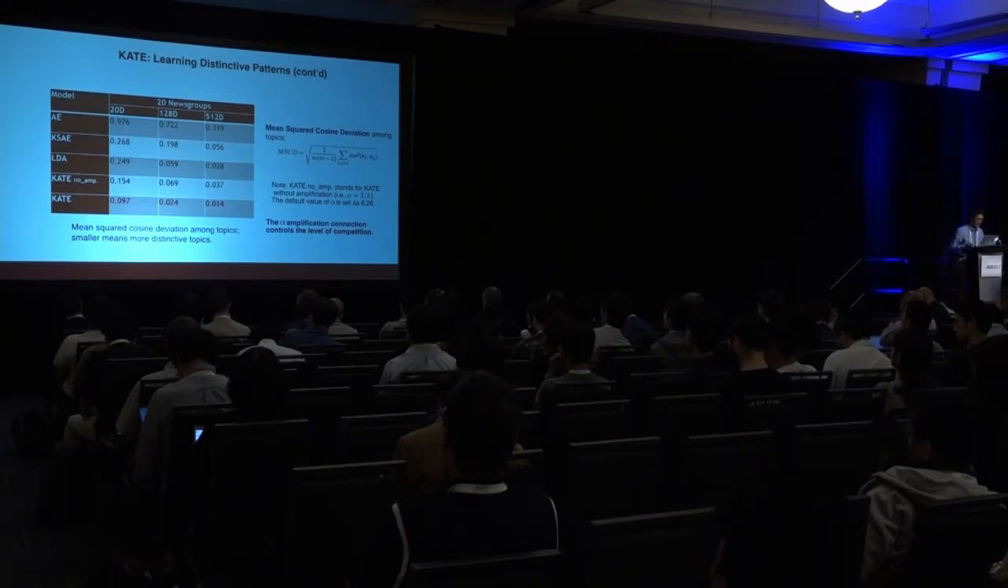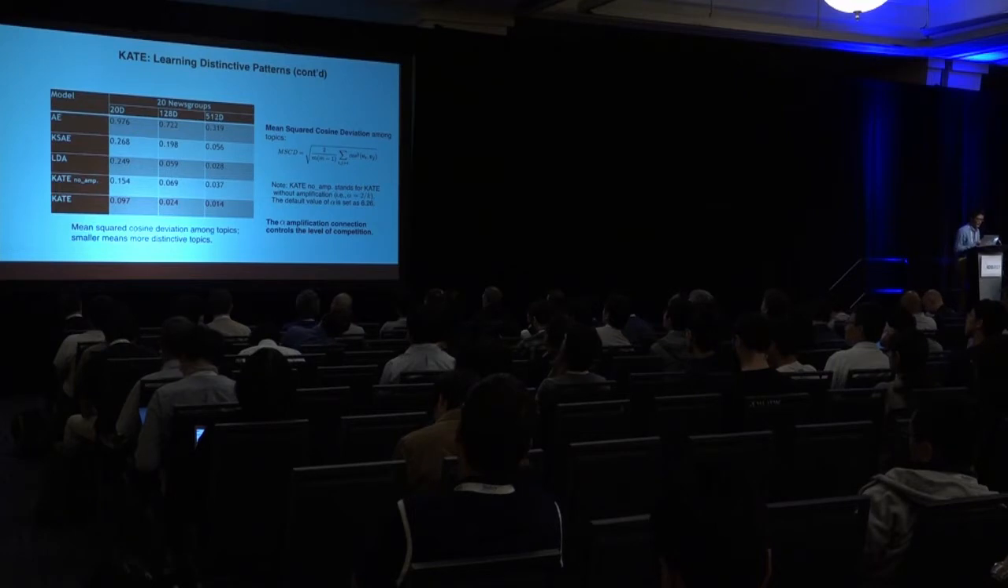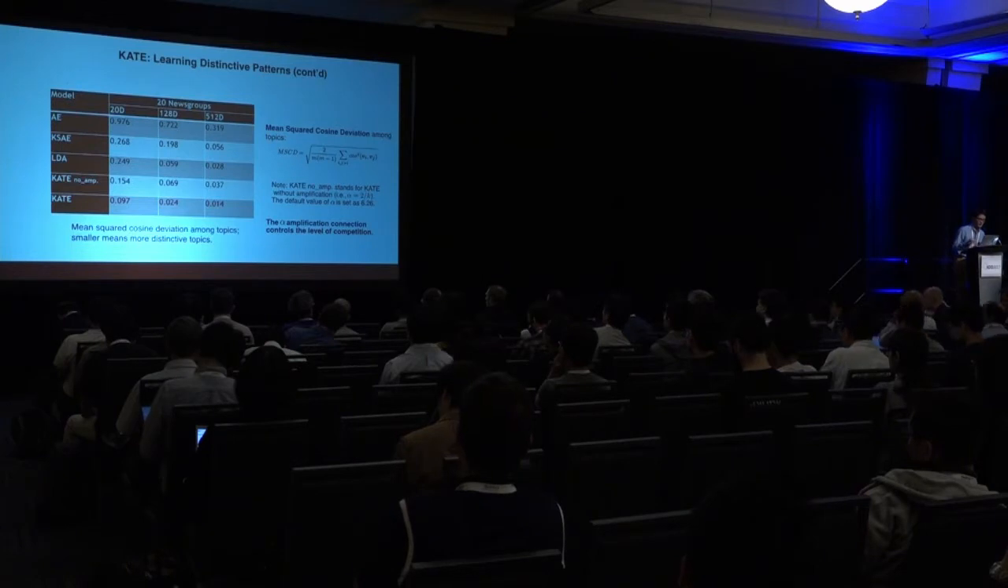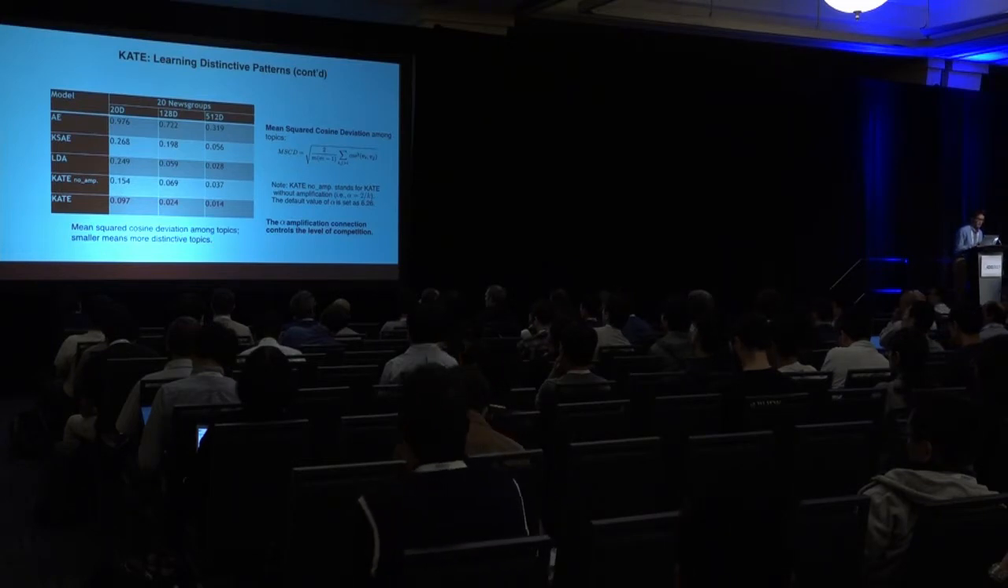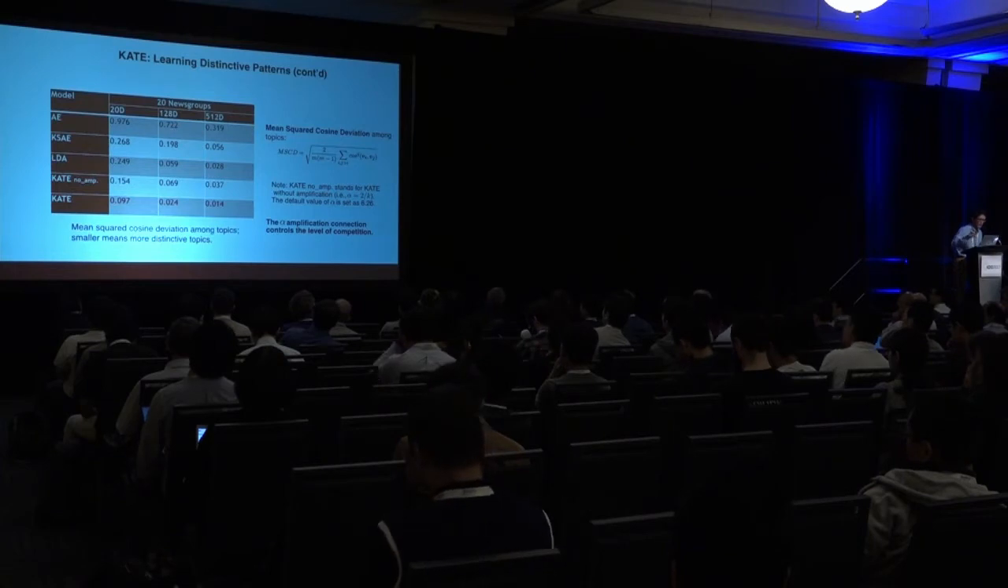And we can see that KATE is able to learn much more distinctive patterns than AE, KSAE, and even LDA. And we can also conclude that the alpha amplification connection helps learn more distinctive patterns, considering the fact that KATE with amplification consistently achieves lower MSCD values than KATE without amplification. And we think it makes sense, since intuitively the alpha amplification connection can control the level of competition, and a higher level of competition leads to more distinctive topics.